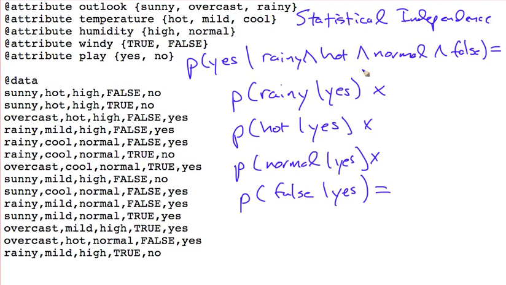The neat thing is we can assume statistical independence. And so that means for every one of these features, we can let each feature vote independently. We can replace all the ands by multiplications. And so we can compute this conditional probability as a bunch of individual ones multiplied together.